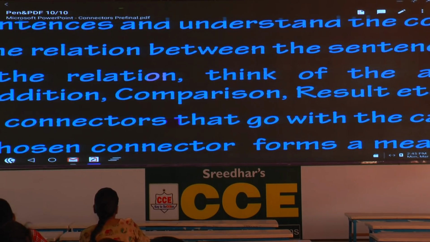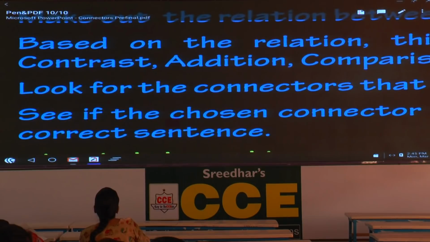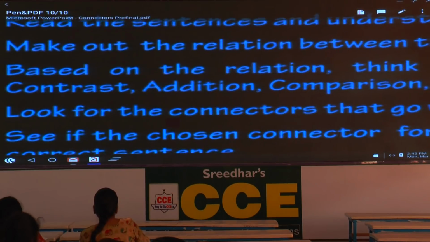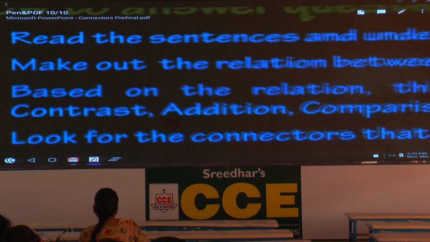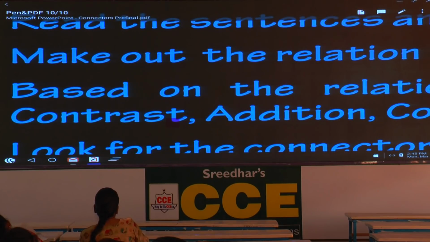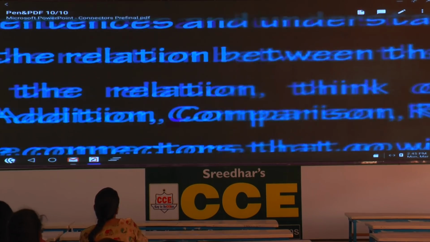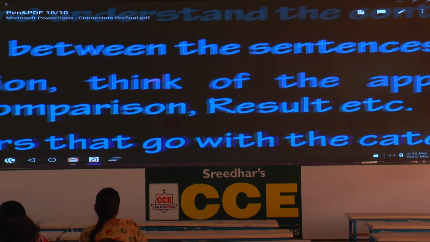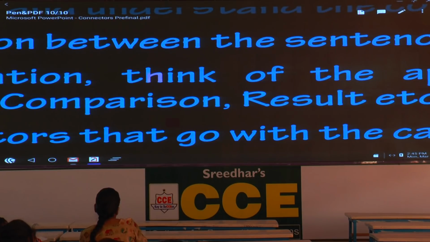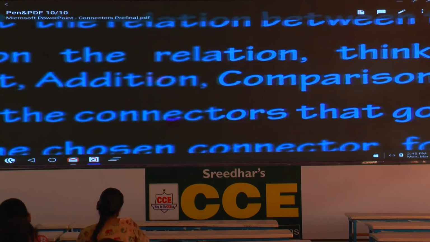Have you written? The second step, make out the relation between. Underline the phrasal verb make out. Make out means what? Understand. In British English we say make out, in American English we say figure out. Both mean the same, but generally we use make out. Make out the relation between the sentences. What is the relation between the two sentences? That is very important. Second step.